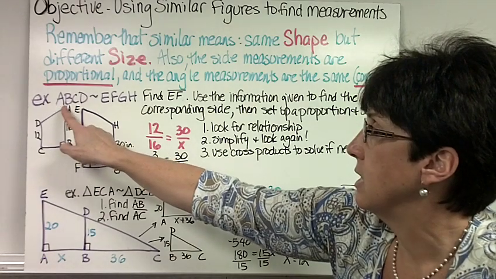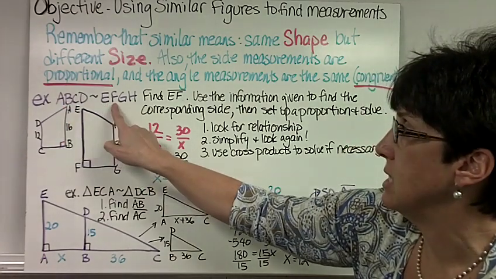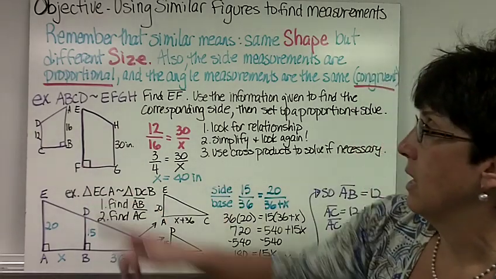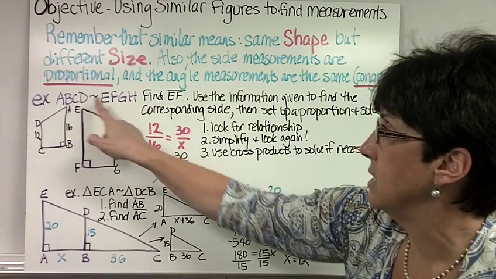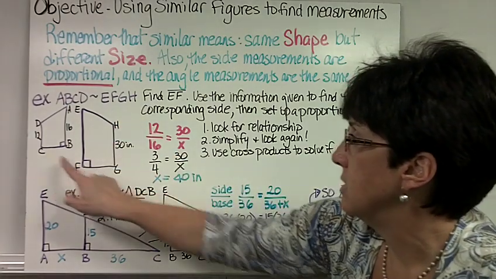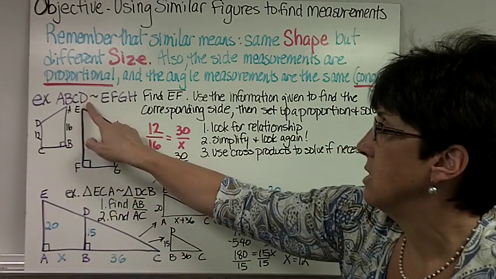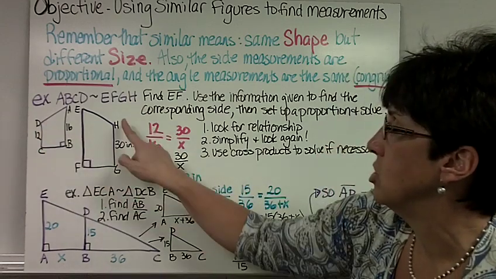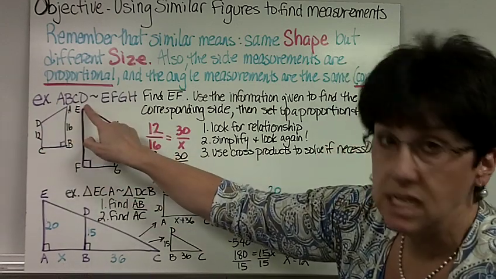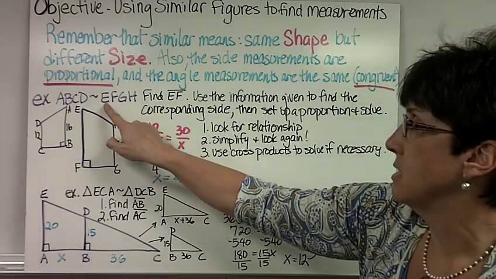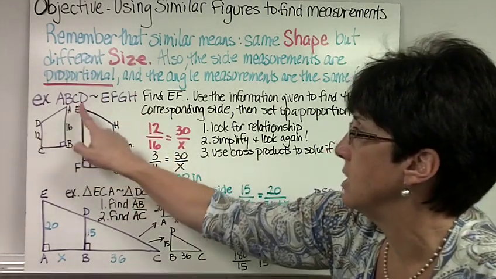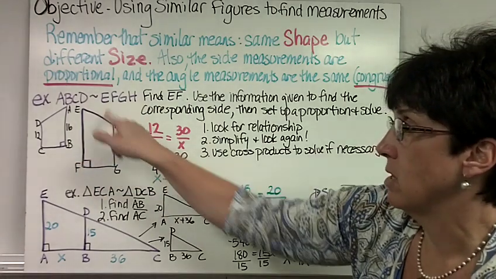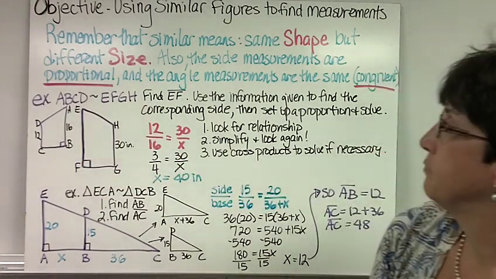So I can see that AB is the same as EF. I can do that all the way around. BC is the same as FG. CD is the same as GH. And then AD, the first and last, is the same as EH. So I don't really even have to look at the shapes to see what my corresponding sides are.